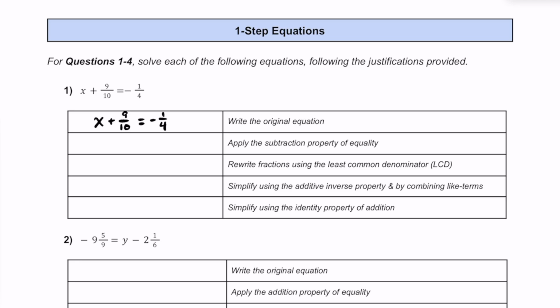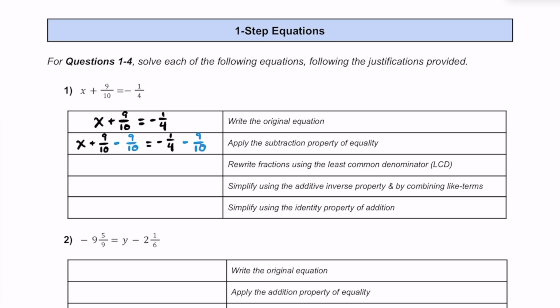If we're going to use the subtraction property of equality, we have to ask ourselves, what would we subtract from both sides of this equation so we can get x alone? Now, I think we're going to subtract 9/10 just because we can get 0 on the left side, which would be really nice because then we don't have to write it.